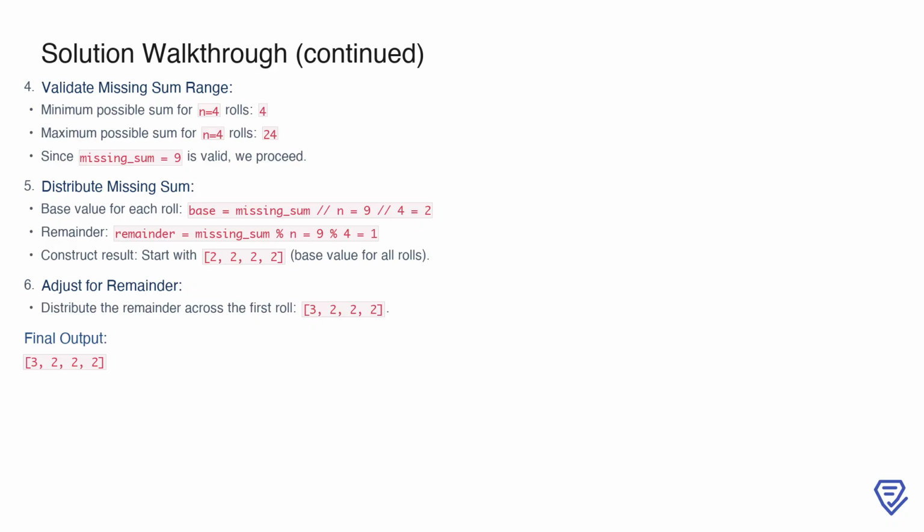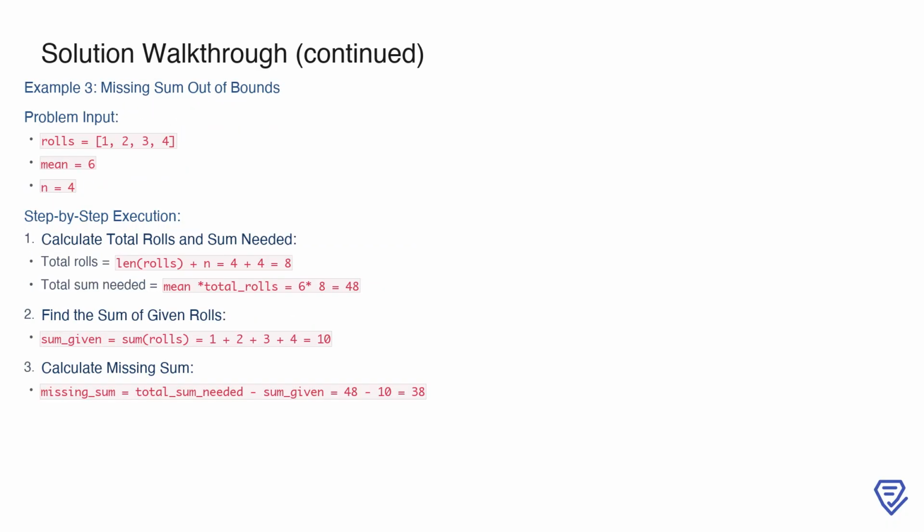Dividing the sum of 9 by 4, we find the base value for each role is 2, with a remainder of 1. Starting with 2, 2, 2, 2, we distribute the remainder by adding 1 to the first role, resulting in 3, 2, 2, 2. This ensures the total matches the missing sum, so the missing roles are 3, 2, 2, 2.